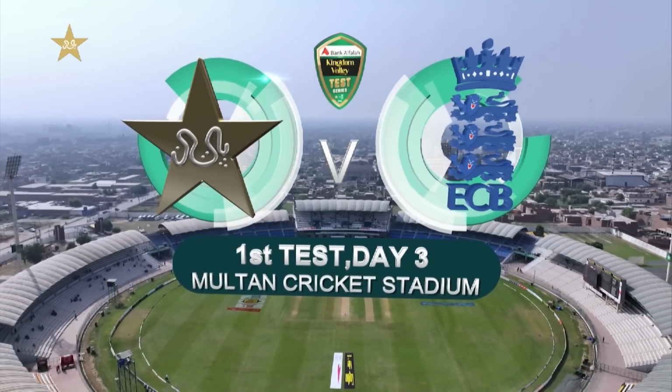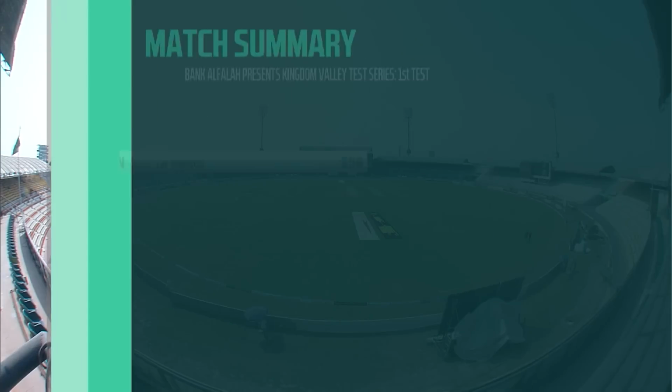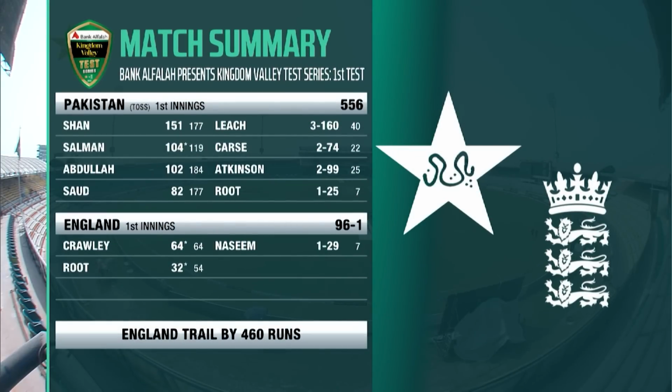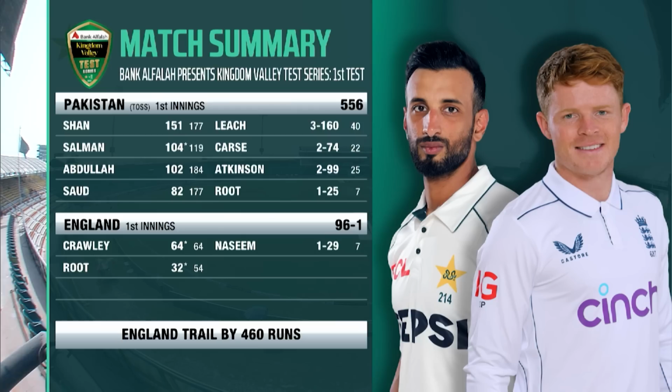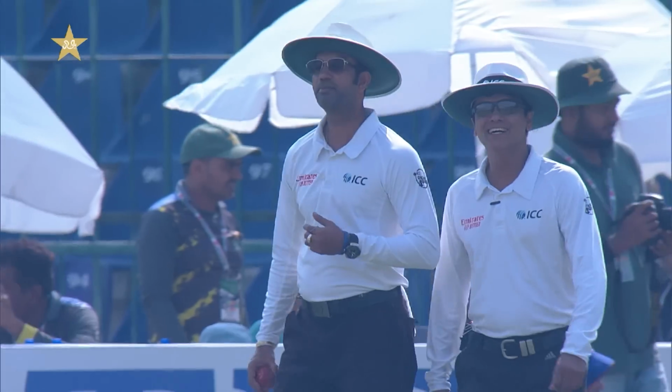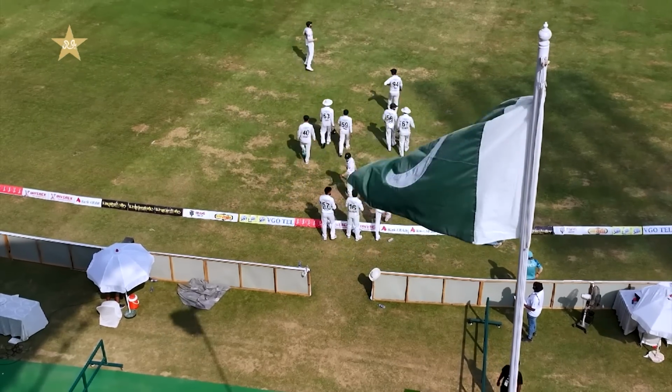Pakistan put up a massive effort in their first innings, winning the toss, putting 556 on the board with three centuries as well. England in pursuit now trailed by 460 with Zak Crawley not out 64, joined by Joe Root on 32, England 96 for 1. Let's join the action at the start of day 3 of this first test.